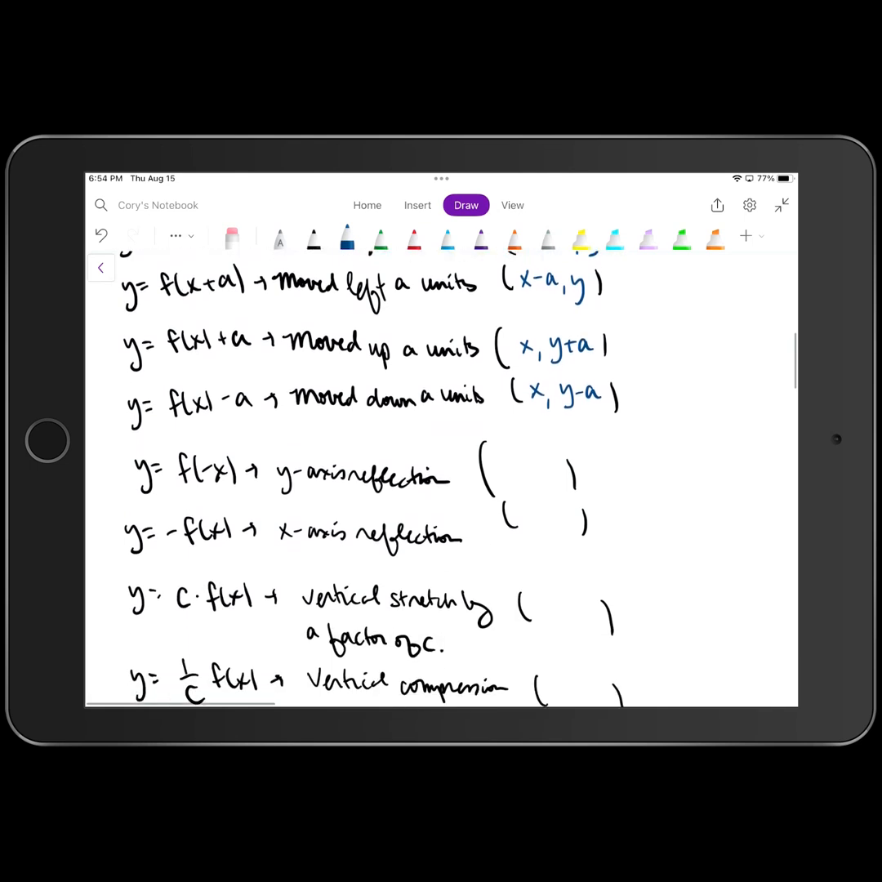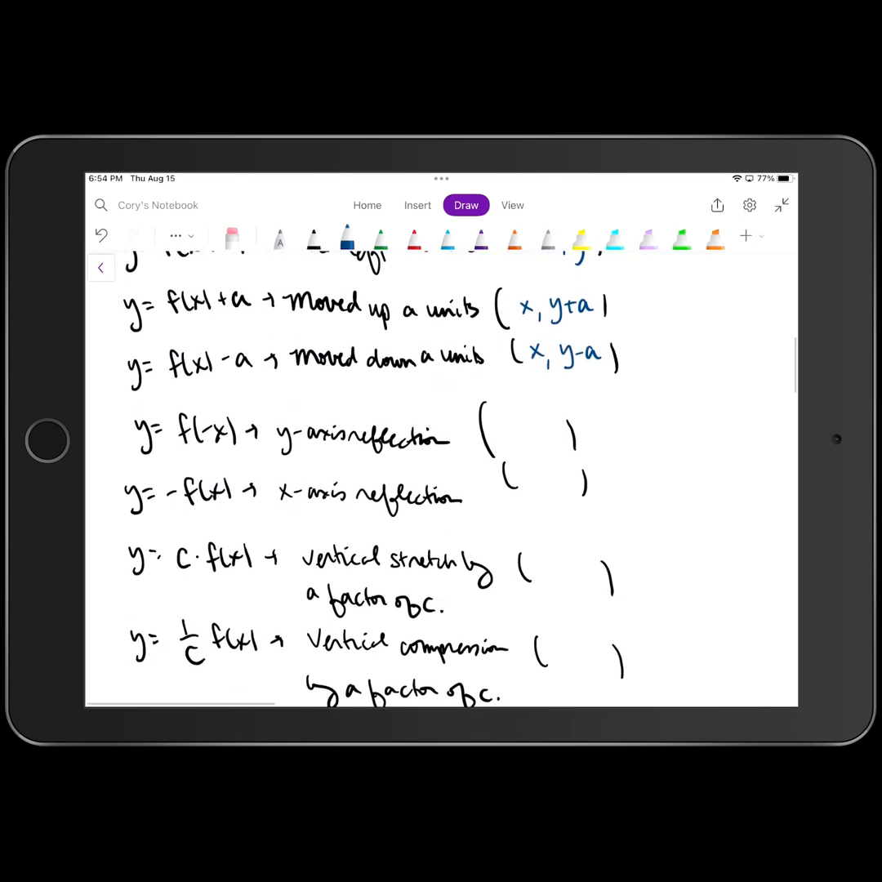Okay, next transformation is if we take the function y is equal to f of negative x. If we take the opposite of the input only, that is going to correspond to a y-axis reflection. And if we reflect our point x comma y across the y-axis, we do that by taking the opposite of the x coordinate. So that is going to correspond to the ordered pair negative x comma y.